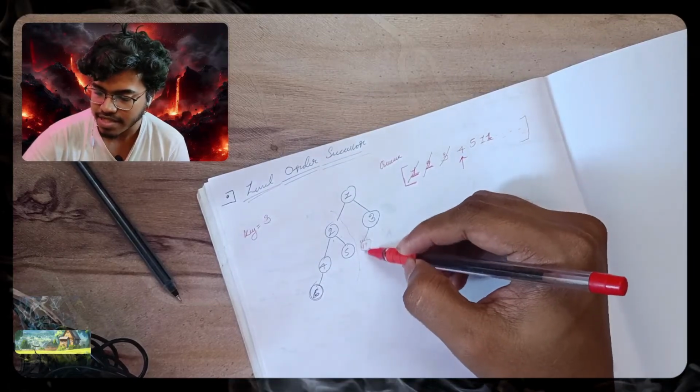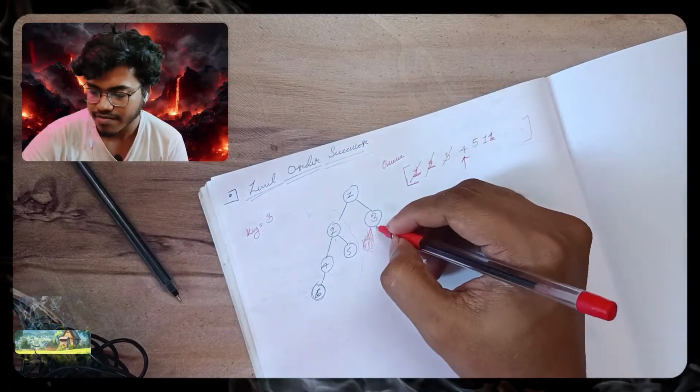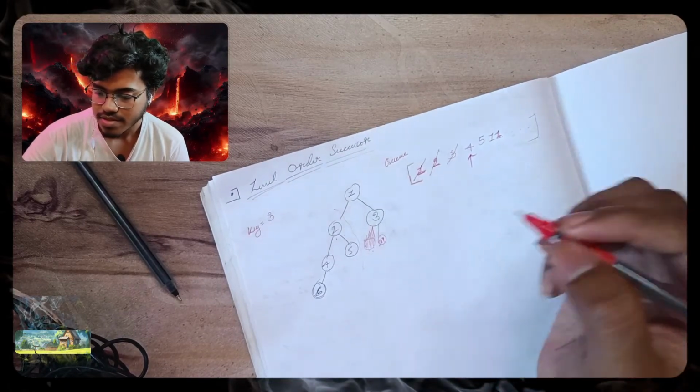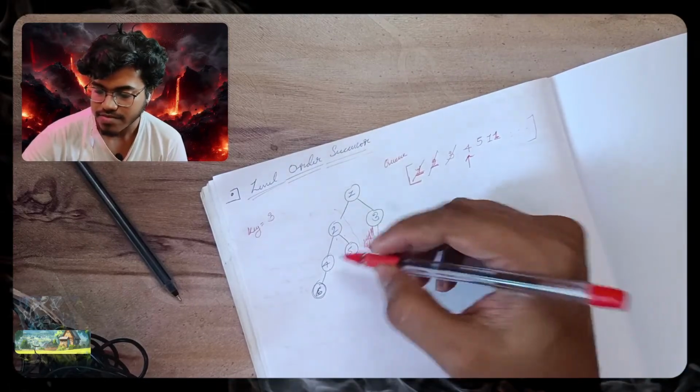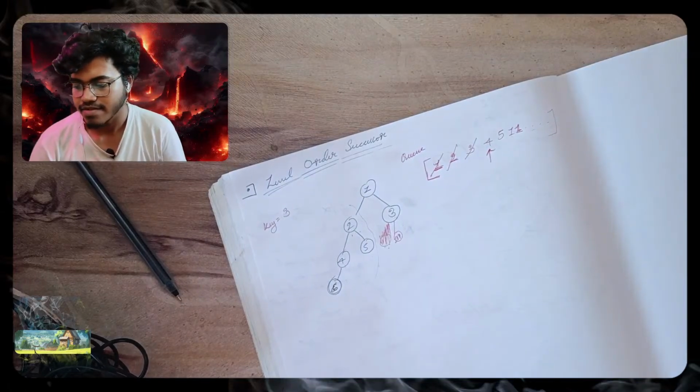If 11 was not there, then 4 would be the successor of that.